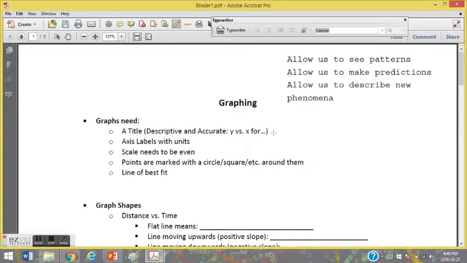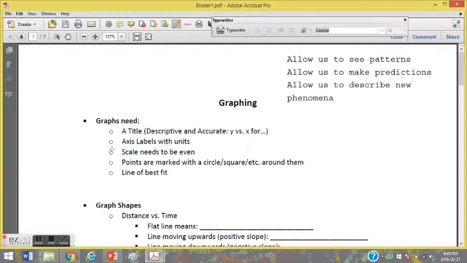We need to have axis labels with units. So you have to describe, or sorry, I should say write down that the axis on the y is distance, and the units are meters or kilometers. And then the same thing for the x-axis. So it's going to be time, and so your units are hours or seconds or minutes or whatever they happen to be. The scale for both x and y needs to be even.